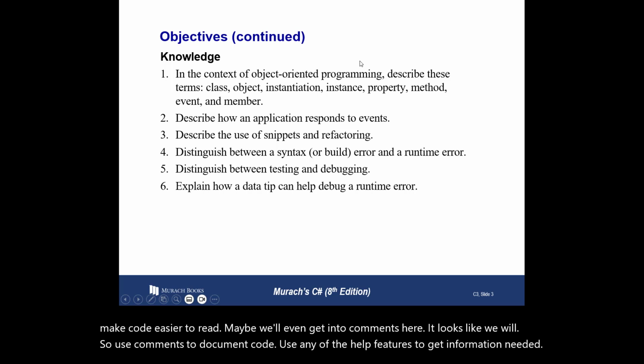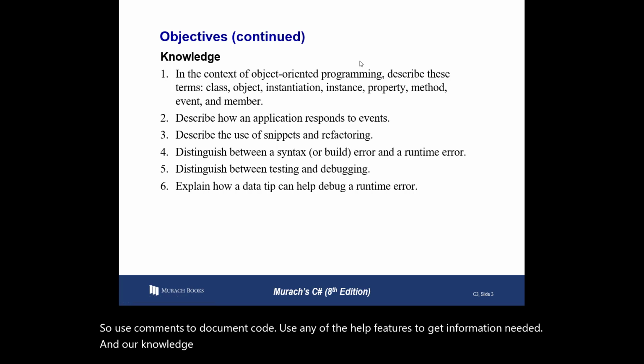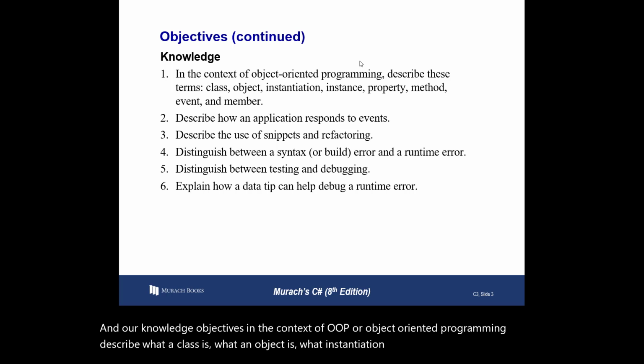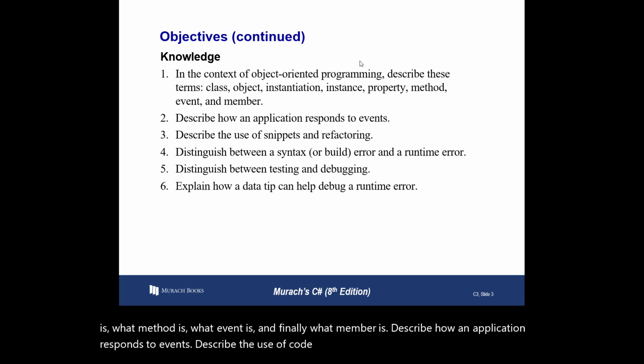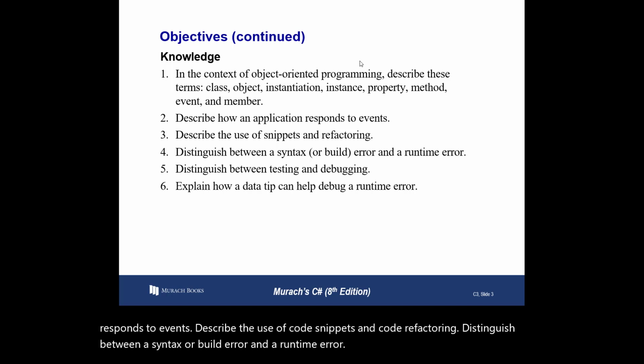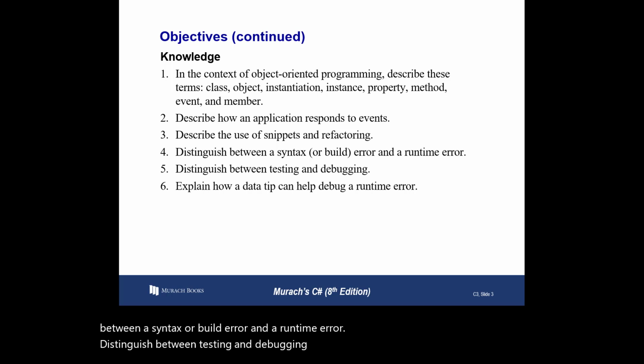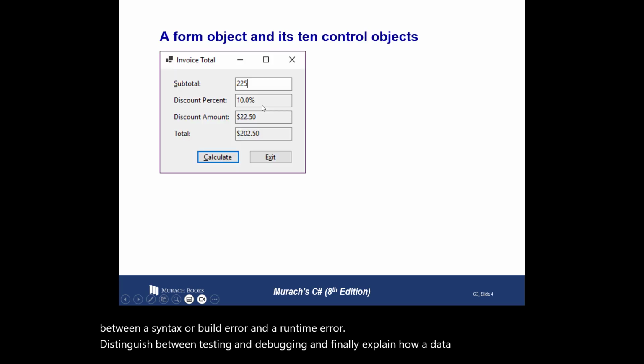And our knowledge objectives, in the context of OOP, or object-oriented programming: describe what a class is, what an object is, what instantiation is, what an instance is, what a property is, what a method is, what an event is, and finally what a member is. Describe how an application responds to events. Describe the use of code snippets and code refactoring. Distinguish between a syntax or build error and a runtime error. Distinguish between testing and debugging. And finally, explain how a data tip can help debug a runtime error.